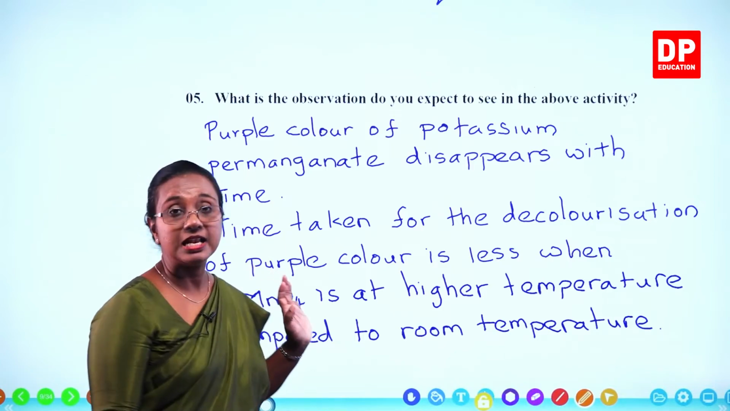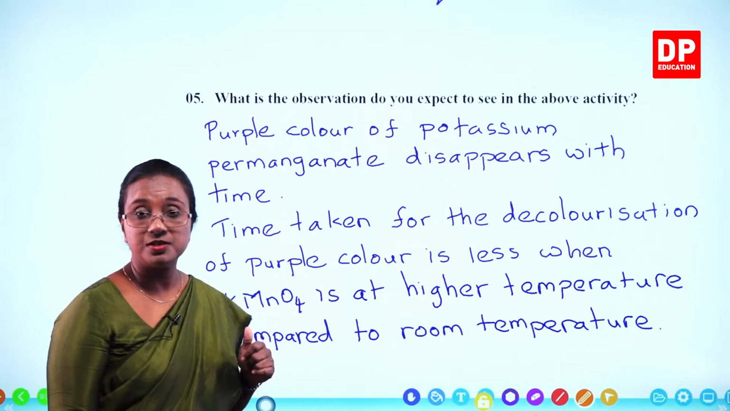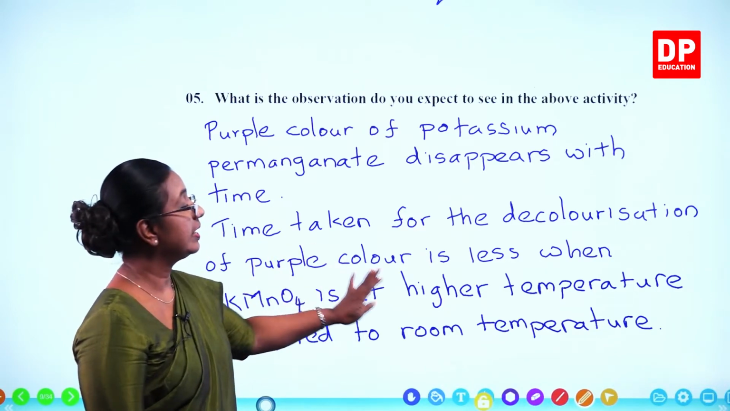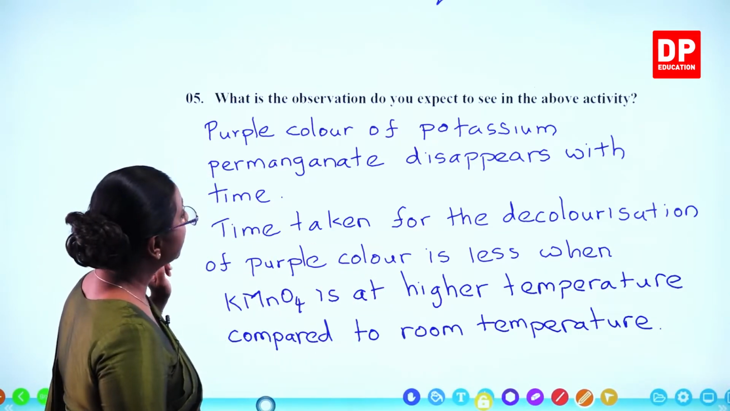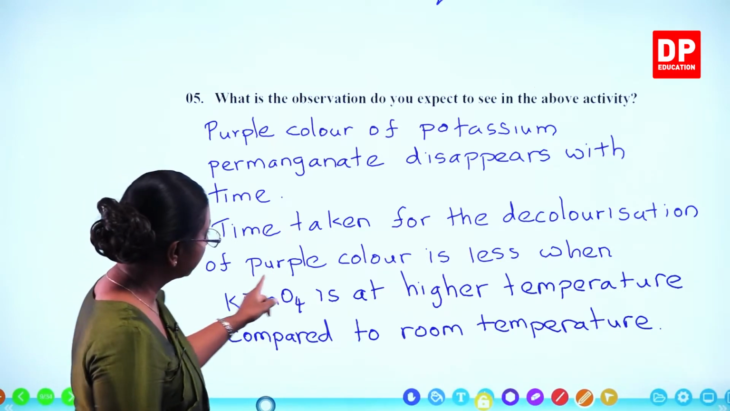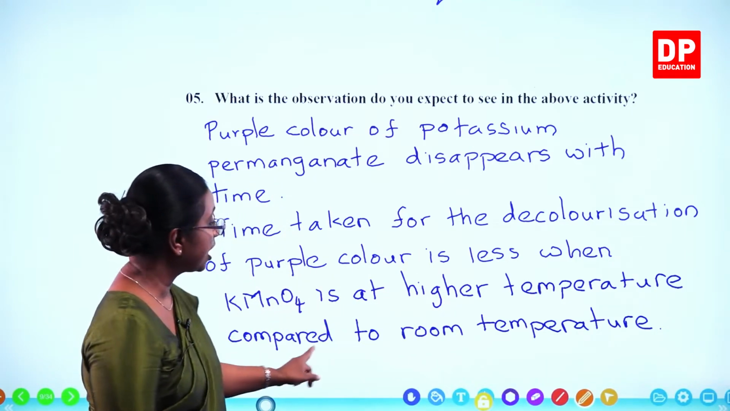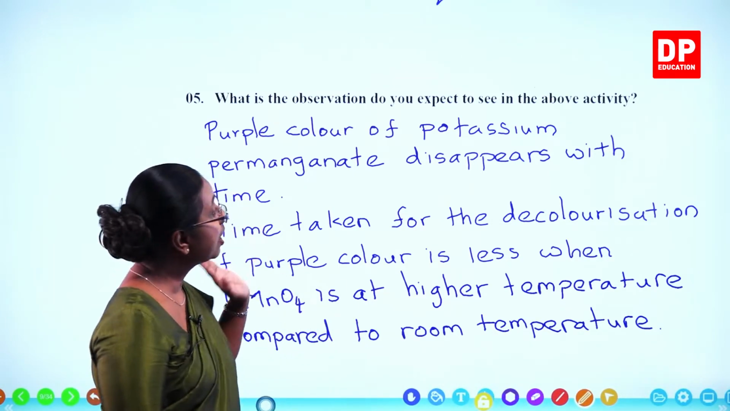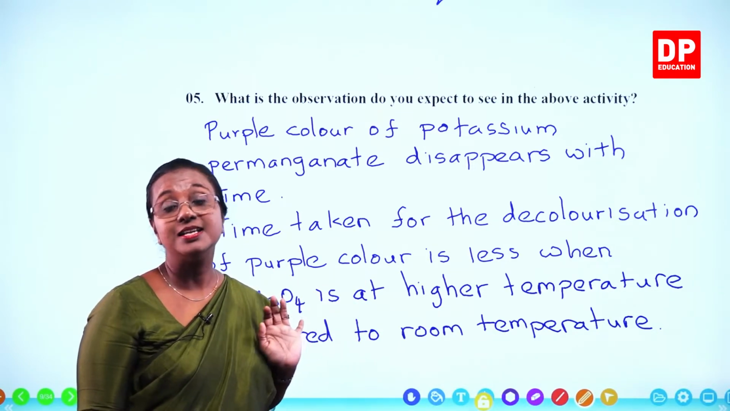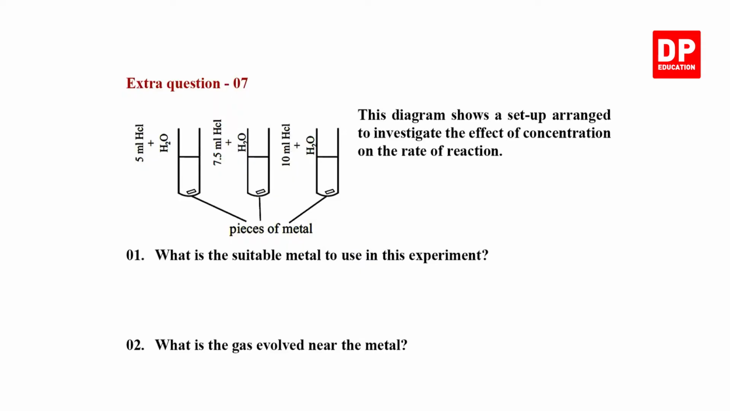So, you observe the color change, that is, the purple color becoming colorless, decolorizing or disappearance of the color, and the time taken for the decolorization is less when the temperature is high. So, purple color of potassium permanganate disappears with time. Time taken for the decolorization of purple color is less when KMnO4 is at higher temperature compared to room temperature. So, that is the expected observation of the activity. I am sure you all can understand that, students. Then we will move on to the next slide. So, that is extra question 7.